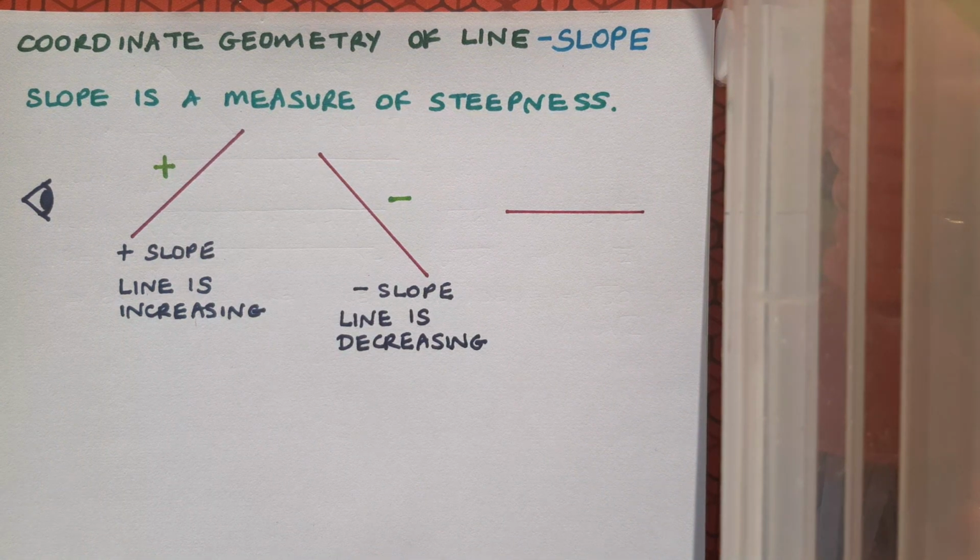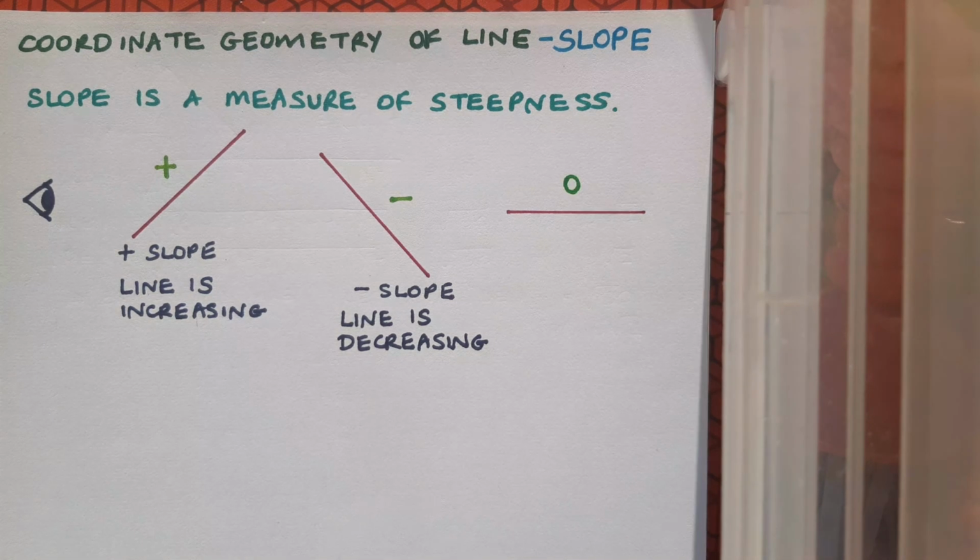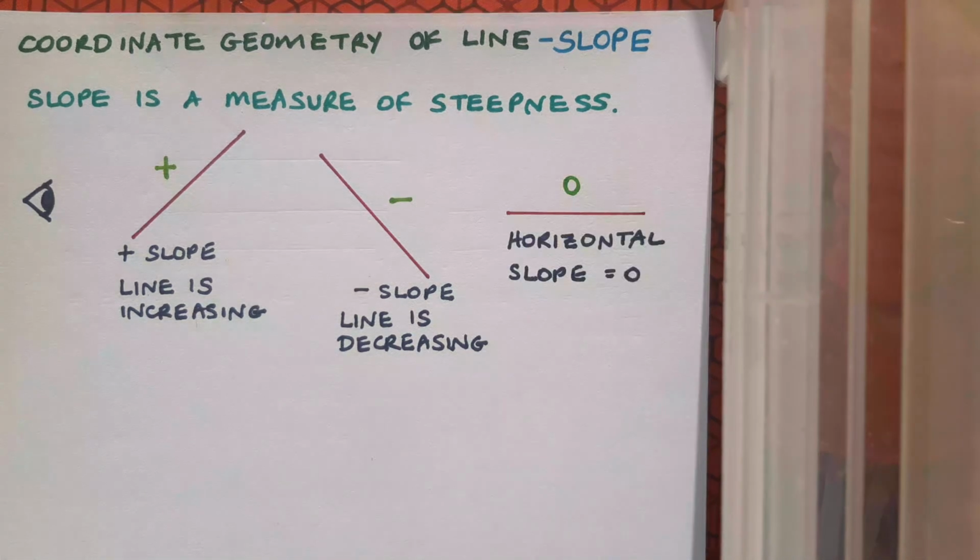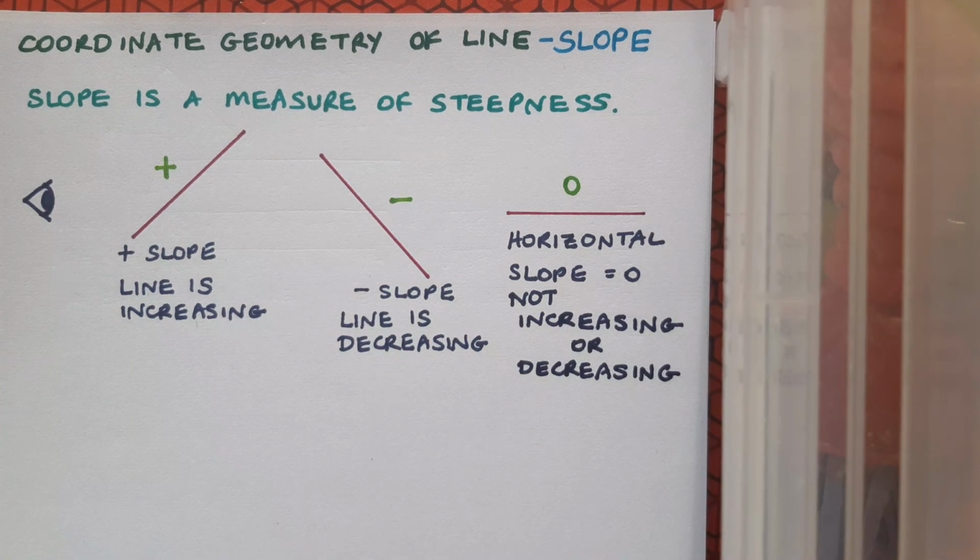Here we have a horizontal line. What do you think I could say about its slope? Well, it's not sloping up and it's not sloping down. So its slope won't be positive or negative. So what's in the middle between the two of those? Well, it has a slope of 0. So a horizontal line has a slope of 0. And since its slope isn't positive or negative, it's not increasing or decreasing.